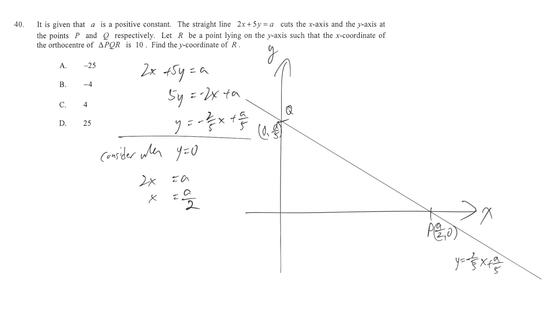Okay, after that, it's time to understand the most difficult part. They talk about R being a point lying on the y-axis such that the x-coordinate of the orthocenter. Before we use 10, we just focus on what is the meaning of orthocenter first. Orthocenter means from the vertex to the line. Let's say if R is here, maybe somewhere here, then it forms a triangle.